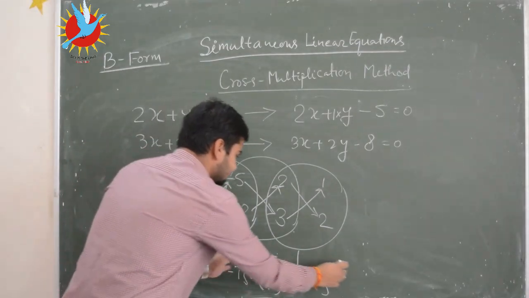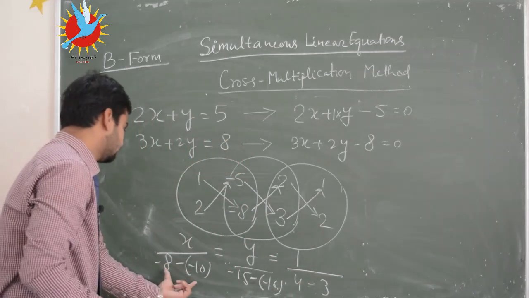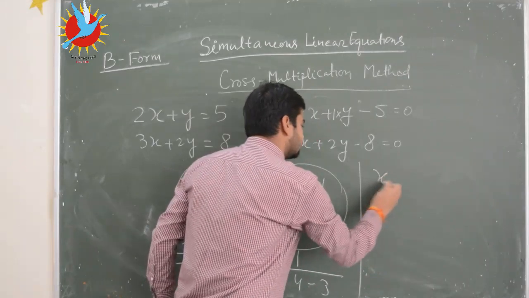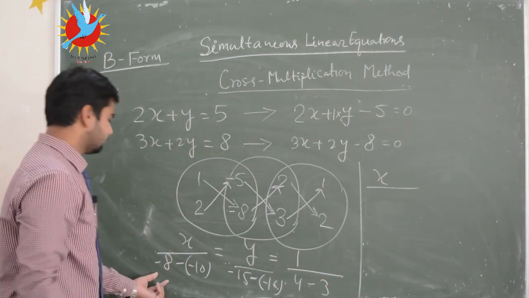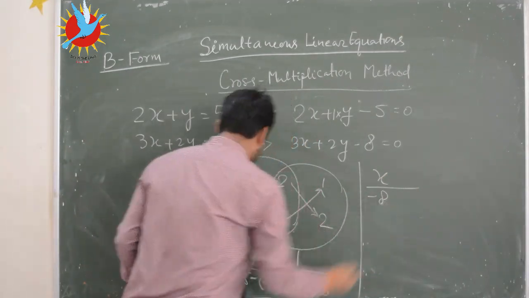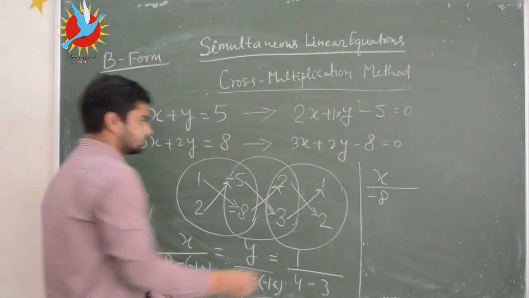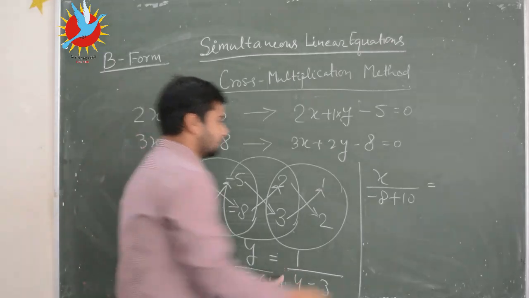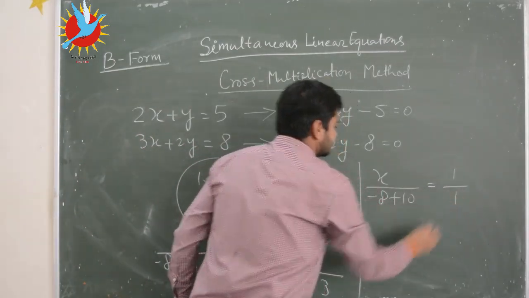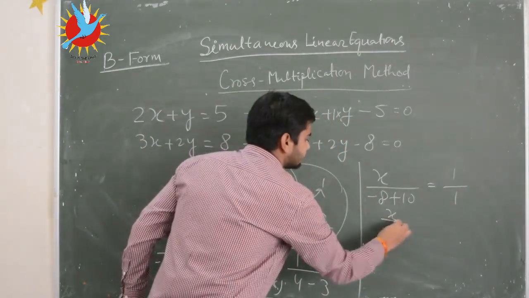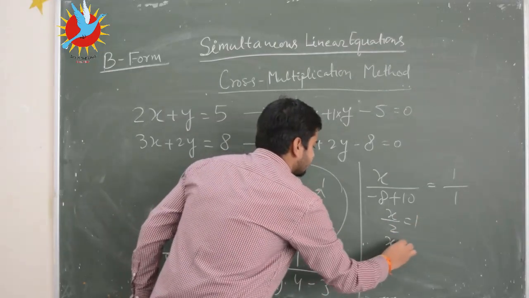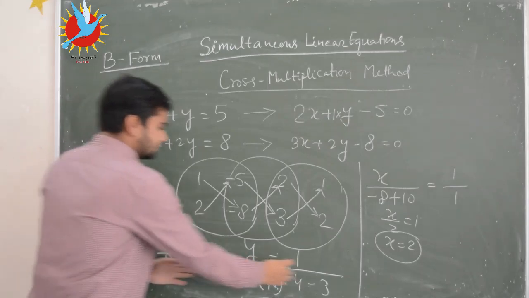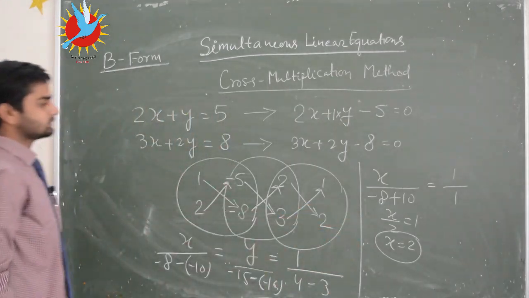Okay, so first we will equate the first and last terms, and then next we will take the other two terms. In our first term, x divided by, here we get minus 8 and minus 10, that is plus 10, equal to 1 divided by 4 minus 3, that is 1. So we get x by 2 equal to 1, that is the value of x equals 2. So from equating the first term and the third term we got the value of x as 2.